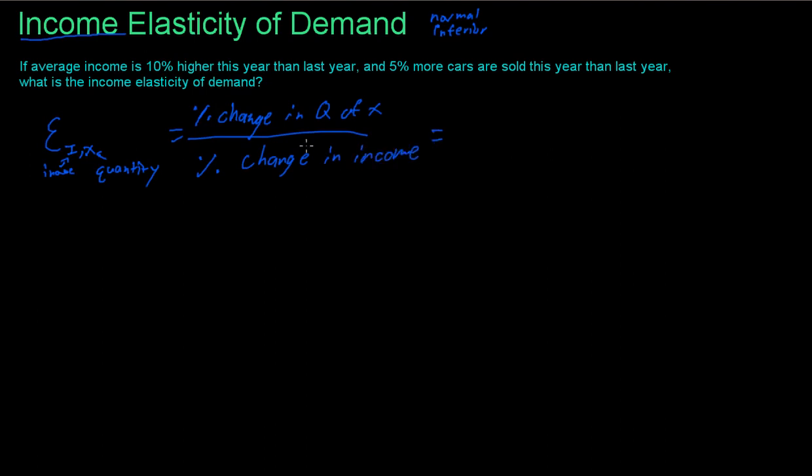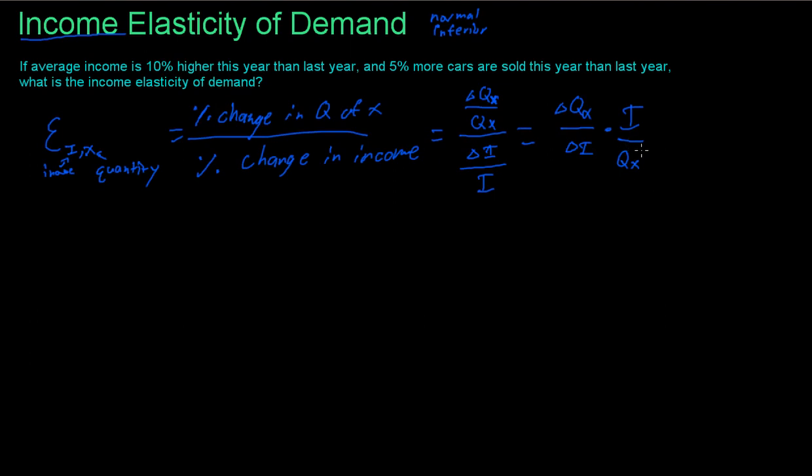And again, another way of writing this is the change in the quantity of X over the original quantity of X, divided by the change in income, and I'm just going to write a capital I for income, over the original income. And we can flip the fractions just like we have in the previous elasticity videos. So we can have the change in the quantity of X over the change in income times the income level over the original quantity of X.